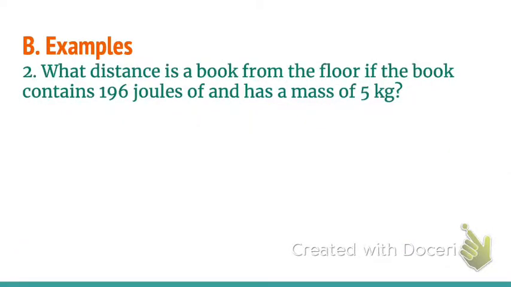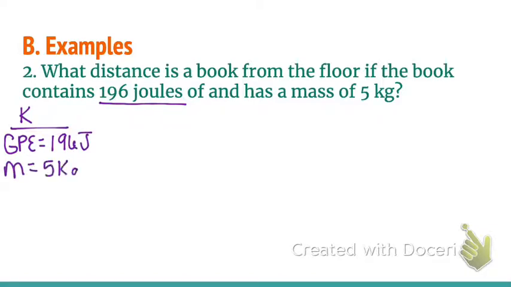In our next example, we're going to change things up. It says, what distance is a book from the floor if the book contains 196 joules of energy and has a mass of 5 kilograms. So as we start taking a look at the information, what we know is that it has this joules, and so I know that is telling me how much energy it has based on that unit. And I know that the mass is 5 kilograms.